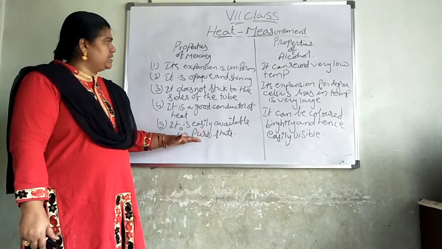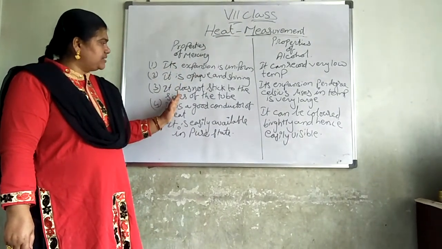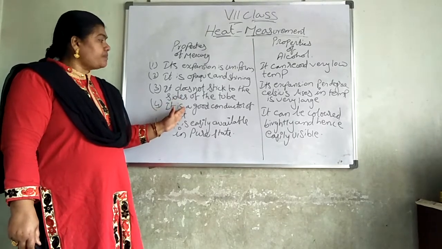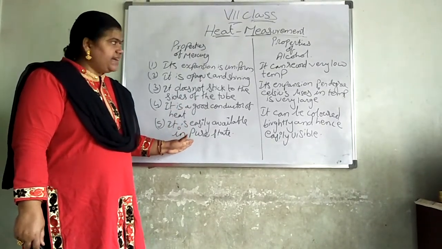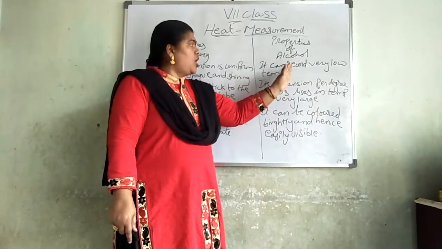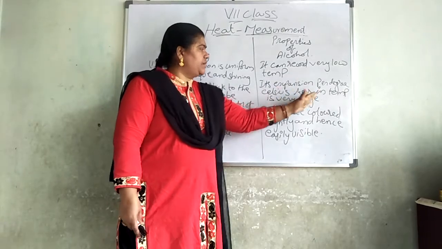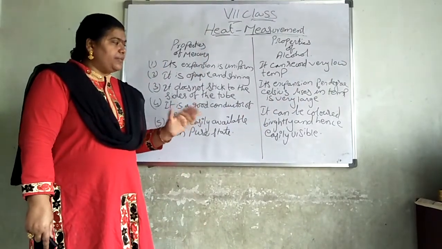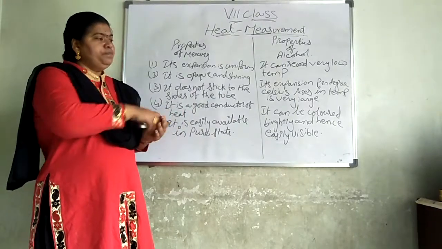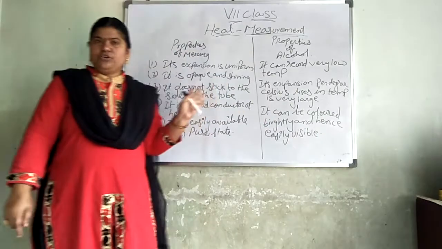These are the properties. Its expansion is uniform. It is opaque and shining. It does not stick to the sides of the tube. It is a good conductor of heat. It is easily available in pure state. Then the properties of alcohol: it can record very low temperatures. Its expansion per degree Celsius rise in temperature is very large. It can be colored brightly and hence easily visible. These are the properties of mercury and alcohol.